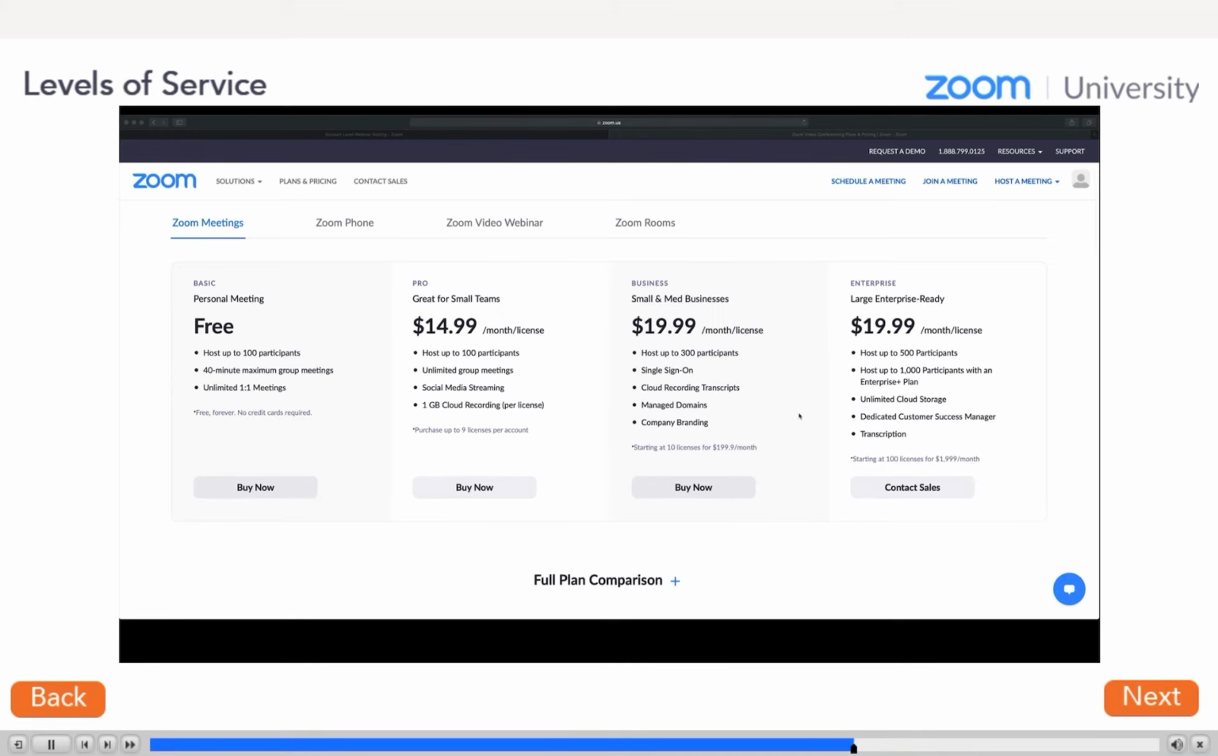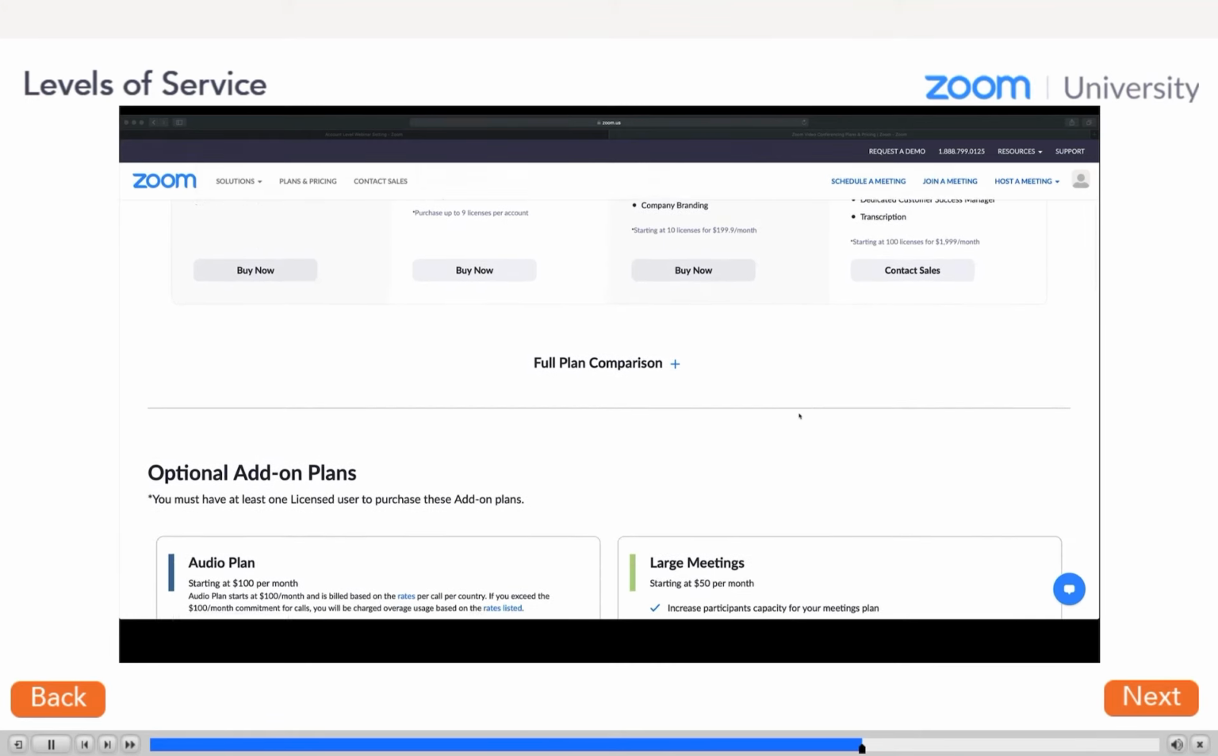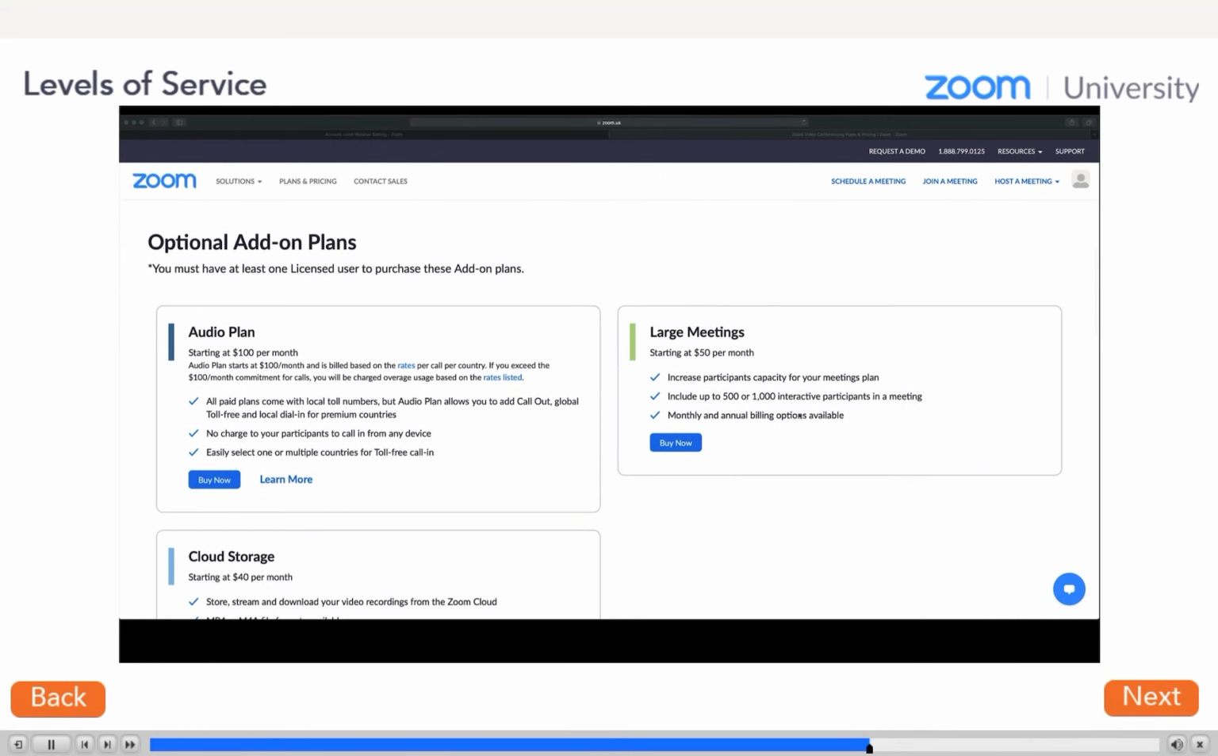Now, one other thing to note is the large meeting add-on. You have the ability to increase your meeting capacity to either 500 or 1,000 participants in the meeting. This is an additional add-on, so it's going to have a per month charge for it and can only be assigned or purchased by those on the paid pro license. If you're on basic, you are not eligible for the large meeting add-on.